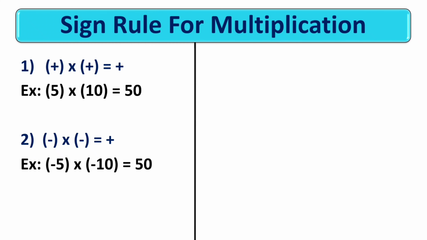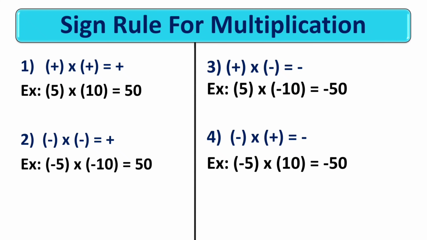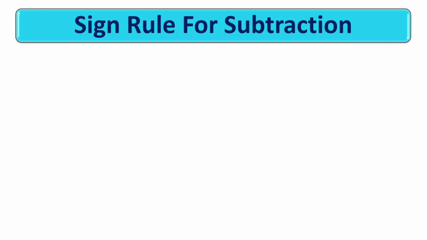Third rule is when positive number and negative number are multiplied, answer is always negative. 5 multiplied by minus 10 gives you minus 50. Similarly, when negative number and positive number are multiplied, we get negative number as minus 5 multiplied by 10 gives minus 50. Now let's see sign rule for subtraction.